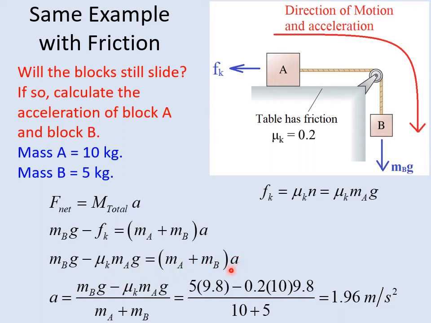And then we solve for a, kind of like we did on the last page. We just divide everything by the total mass here, plug in all our numbers, and we end up with an acceleration of 1.96 meters per second squared. So in the previous problem, we had an acceleration of 3.2 meters per second squared. Obviously, the acceleration is less now. Why is that? Well, because there's friction. Right? This thing is not going to slide as fast because this friction force opposes the motion.